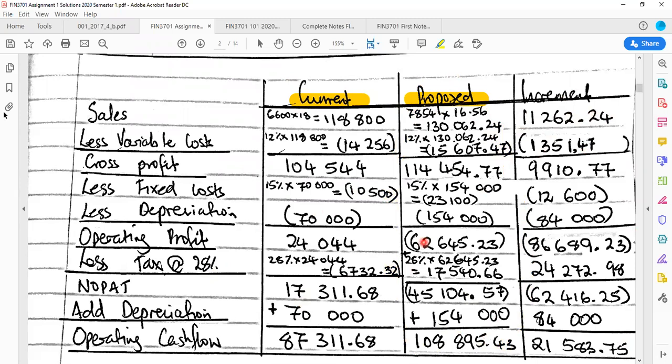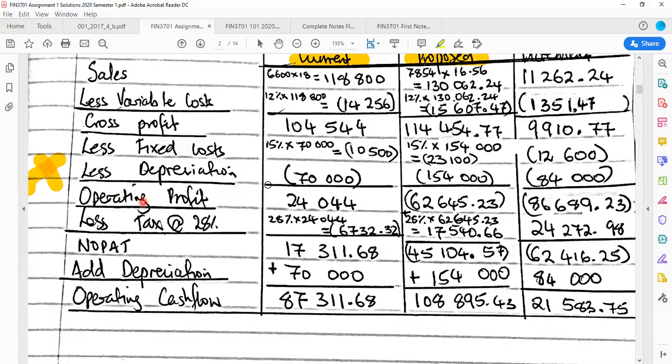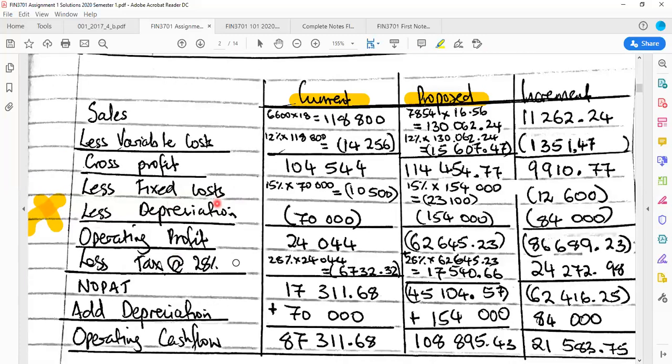And please remember the basic structure of an income statement. In the exam, they could start anywhere here. They could start with operating profit or gross profit. You need to be comfortable with starting anywhere to be able to get to the operating cash flow. And lastly, always remember to check to see if the fixed cost includes depreciation. If the fixed cost includes depreciation, you don't subtract depreciation again. If it does not include depreciation, you need to subtract depreciation. Okay.